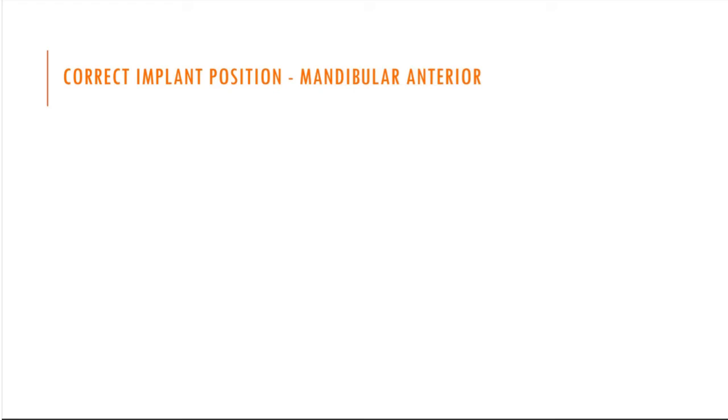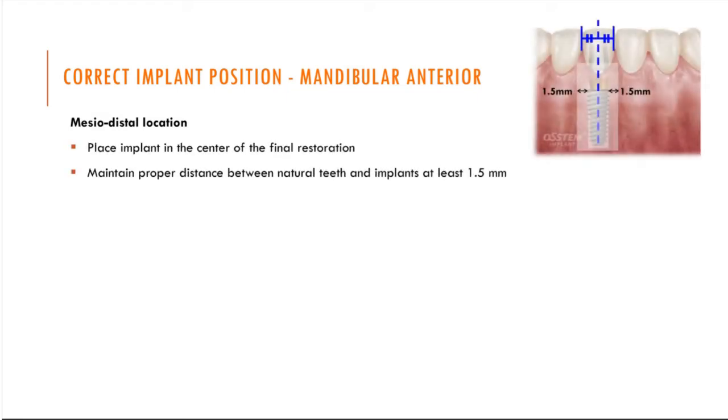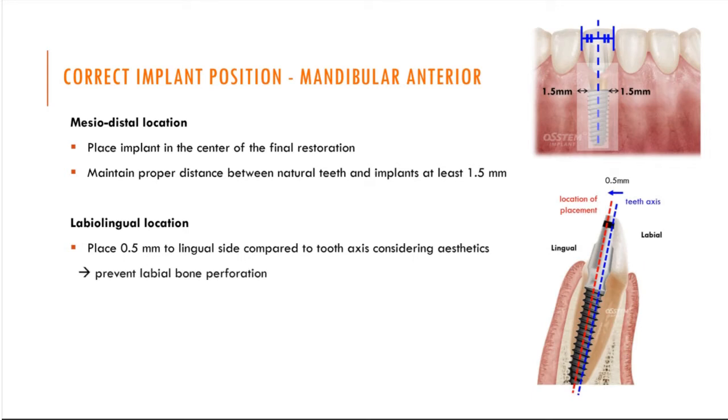For the correct implant positions in the mandibular anterior, in the mesiodistal location, we have to put the implant in the center of the final restoration and maintain a proper distance of at least 1.5 millimeters between natural teeth and implant. And for the labiolingual location, we place the implant 0.5 millimeters to the lingual side compared to the tooth axis, to consider esthetics and prevent labial bone perforation.